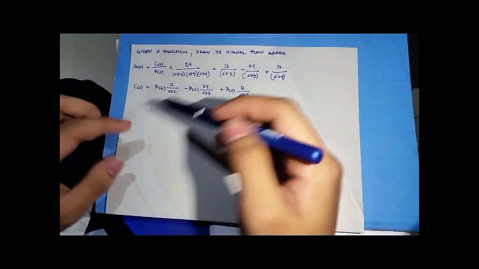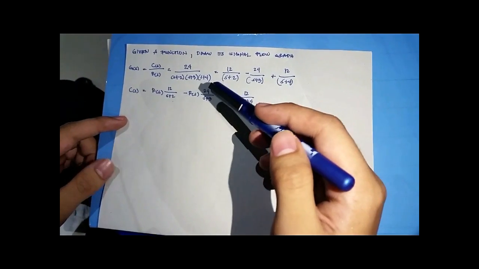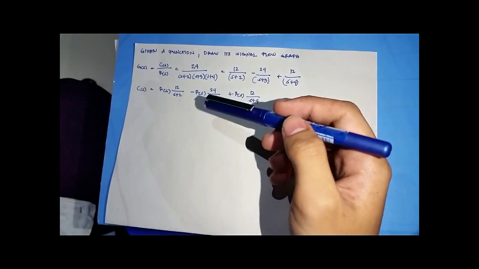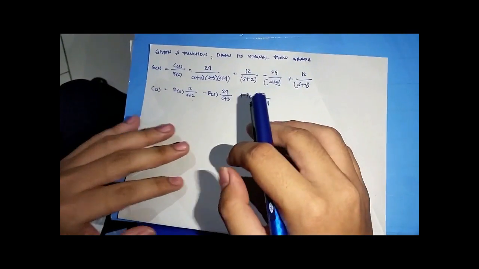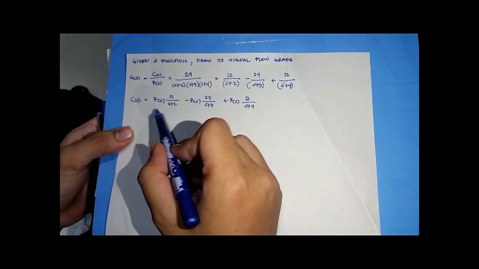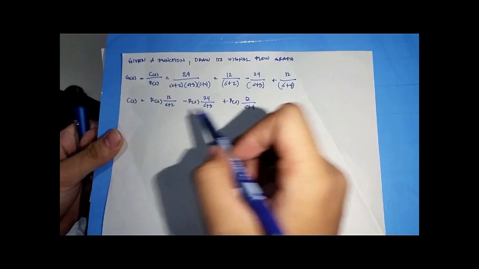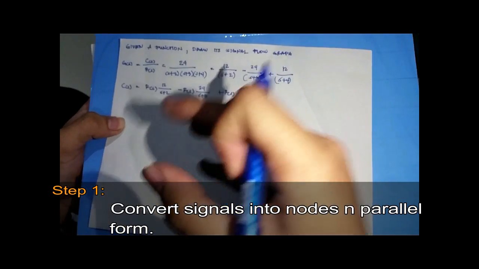So we have given a function of 24 over s plus 2 times s plus 3 times s plus 4. The previous form was arrived at by cascading the individual first order subsystems. In parallel form, this is derived from a partial fraction. C is the sum of the three terms and the R of S are the inputs. So first is convert the signal to nodes in parallel form.